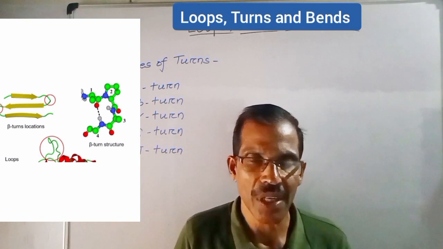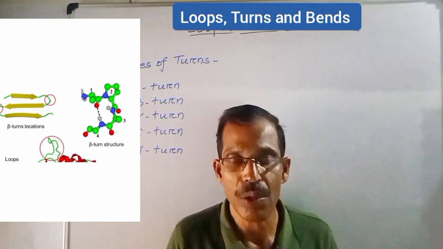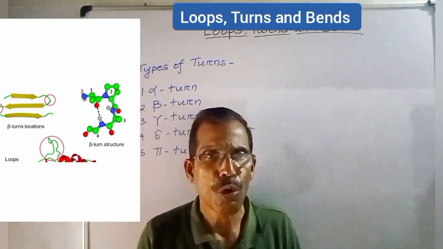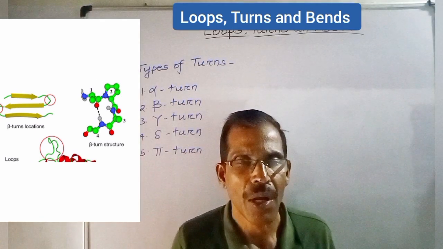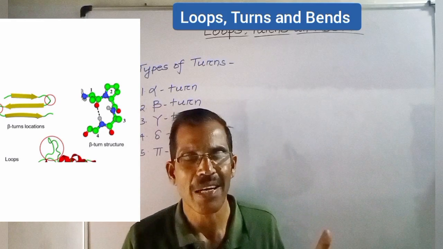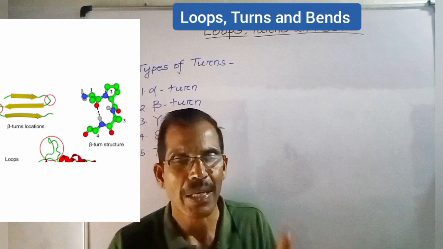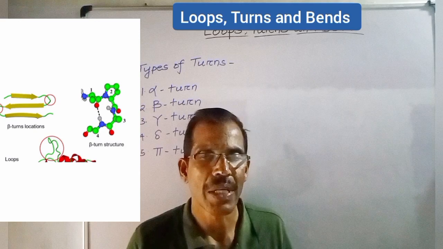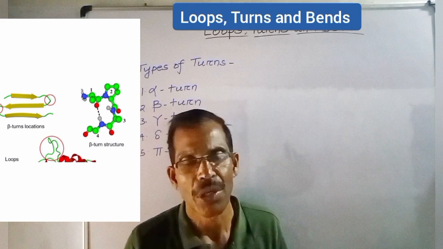Loops and turns connect adjacent strands in a beta sheet and also adjacent alpha helices. Loops having 4 or 5 amino acids are called turns or bends. So turns and bends refer to the short segments of amino acids that connect two units of secondary structure, for example, two adjacent strands in a beta sheet.